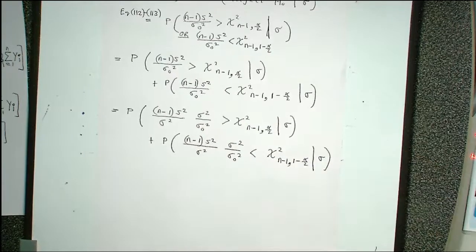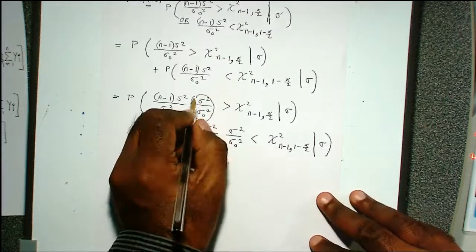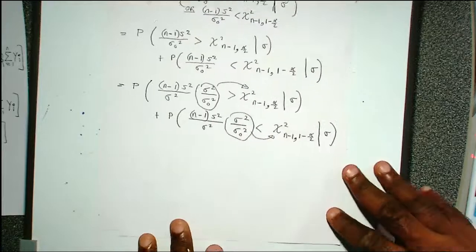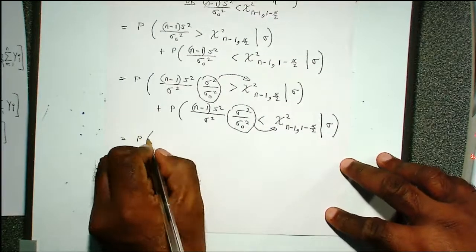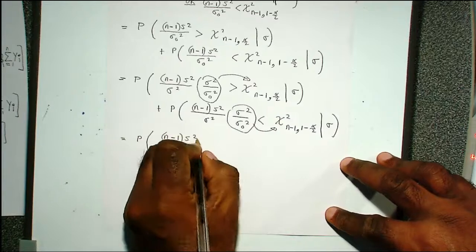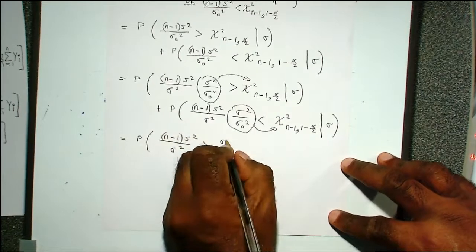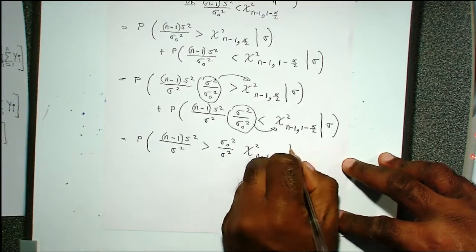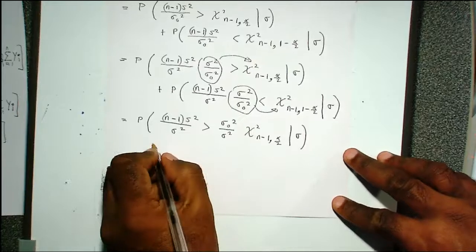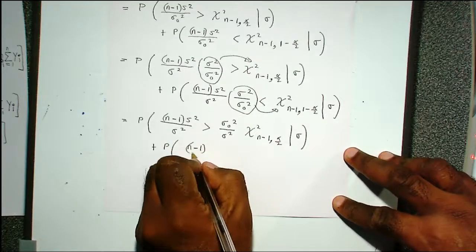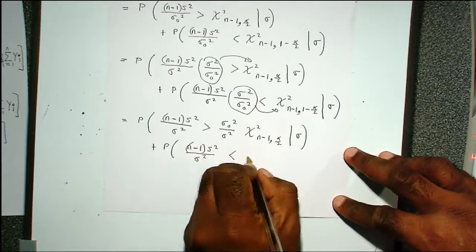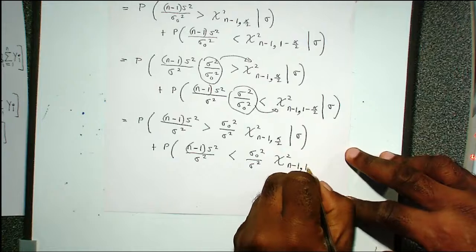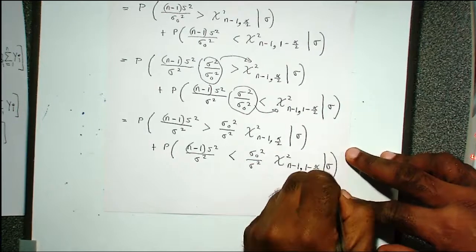Okay, right. And the next thing I'm going to do is take this factor here and this factor here to the right hand side. So it will become this. All right.